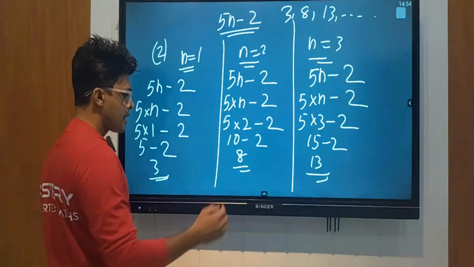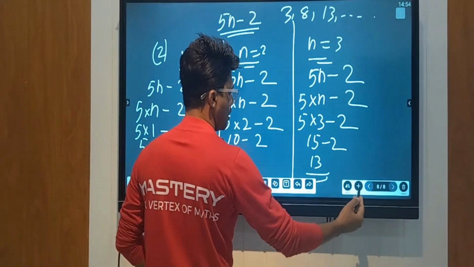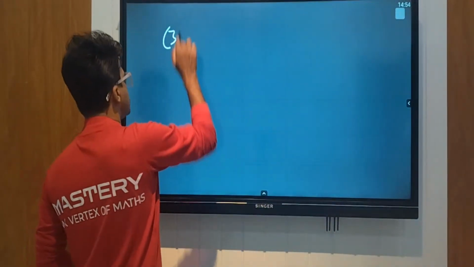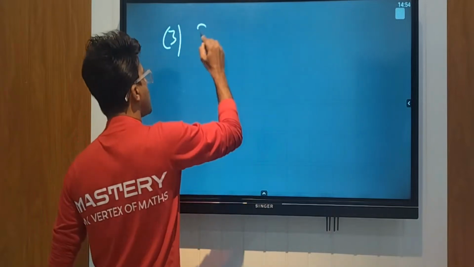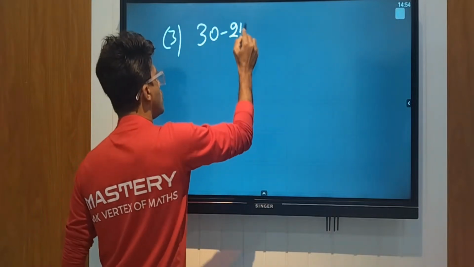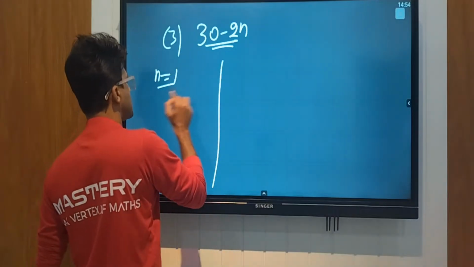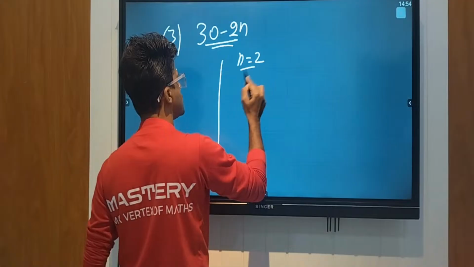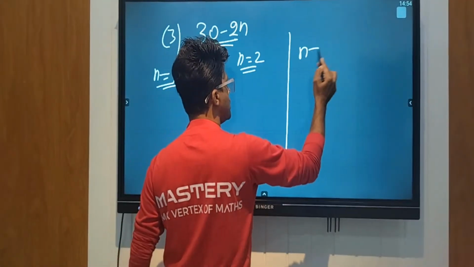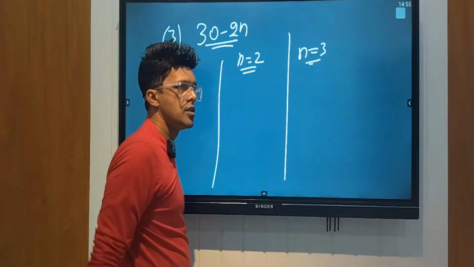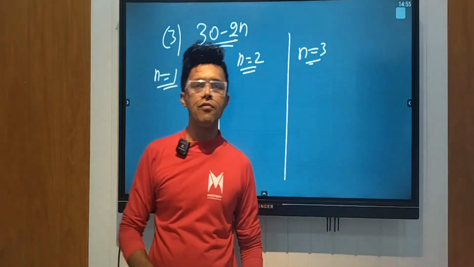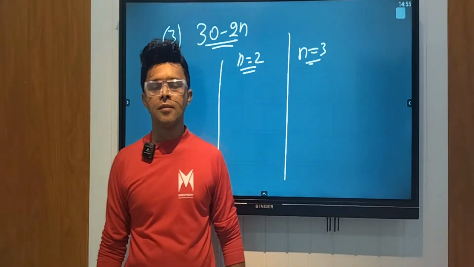So let's do this one. Third question: 30 minus 2n. How can you get the first three terms of this number pattern according to this general term? Just try to get the first three terms. I will give you just a few seconds.